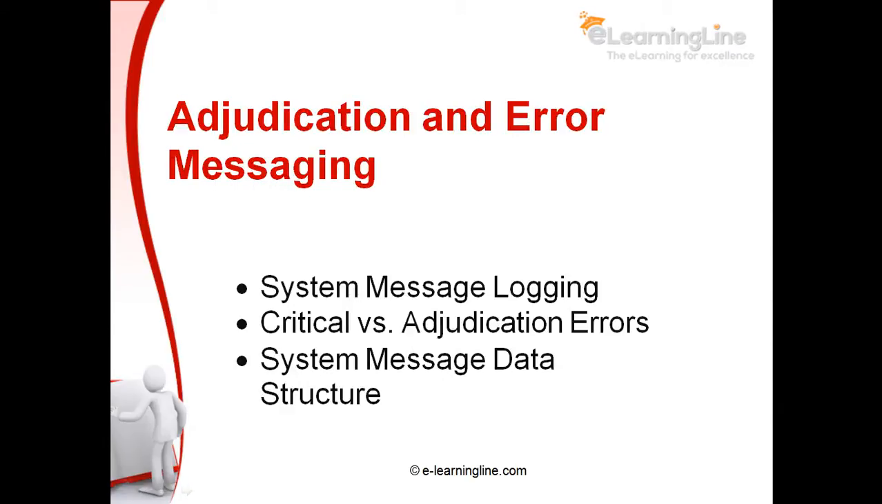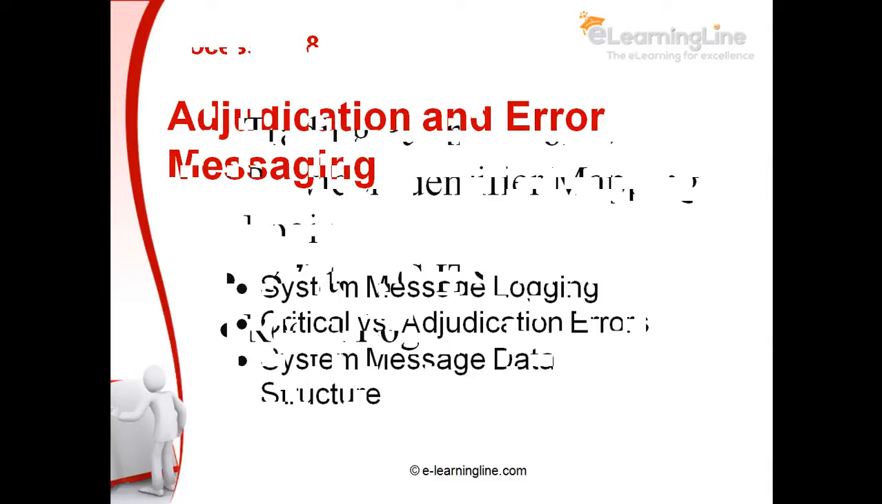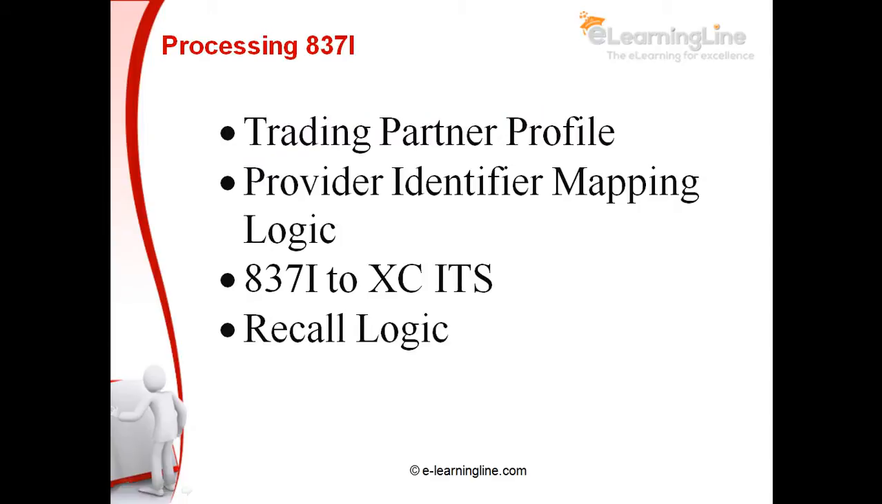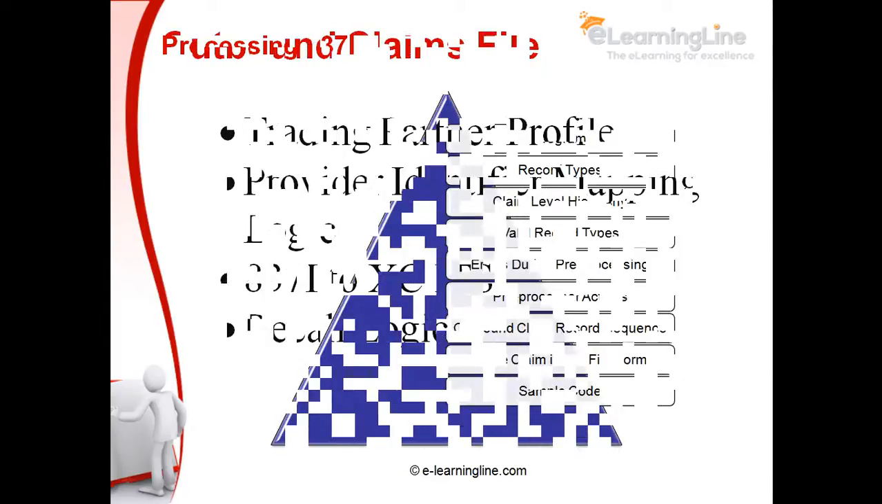The adjudication and error messaging chapter is going to cover the system message logging, critical versus adjudication errors, and the system message data structure, how the data is structured and how you can utilize that. Then we have the 837I, where you will be given an example to showcase how the trading partner profile works, how the provider identifier mapping logic is used, how the 837I to XC ITS, which is the Interplan Teleprocessing System, works, and what the recall logic is.